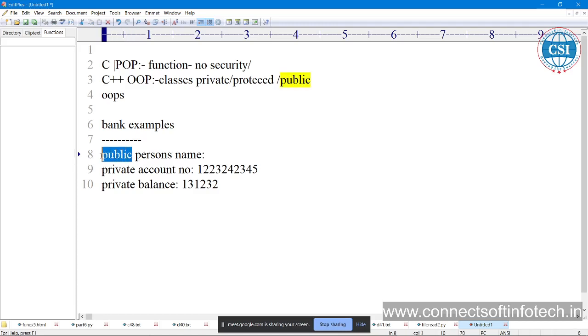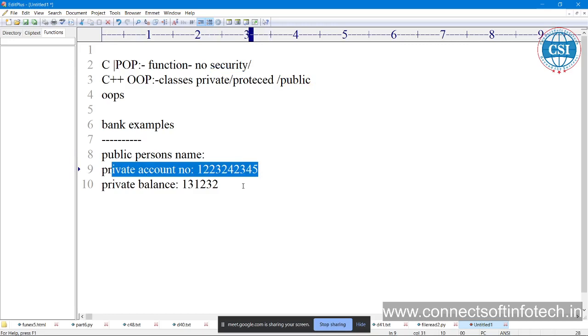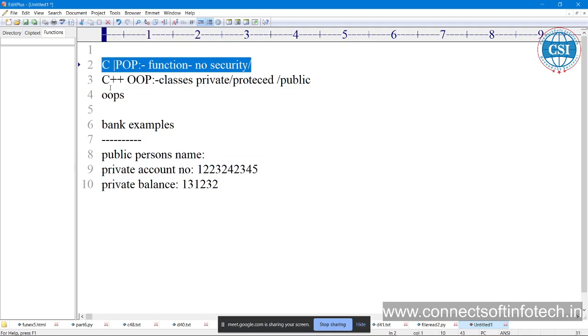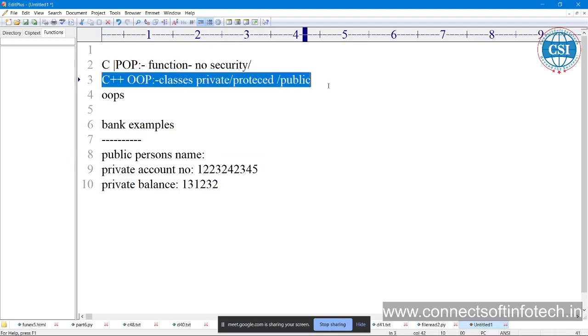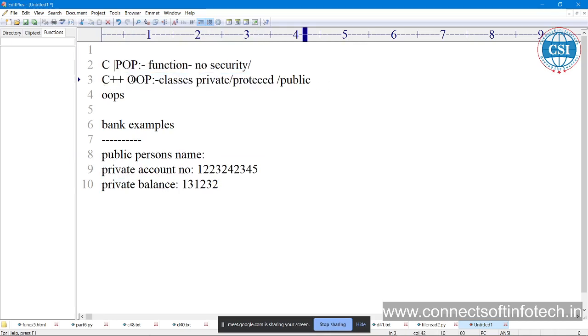This type of concept is not available in C. We are not going to make it private in C programming. Everything is public. There is no security provided here in the POP languages. That's why we are going for C++ programming, or object oriented programming, which has this type of security. We can make it private, so only the authorized person can view his account number and balance.